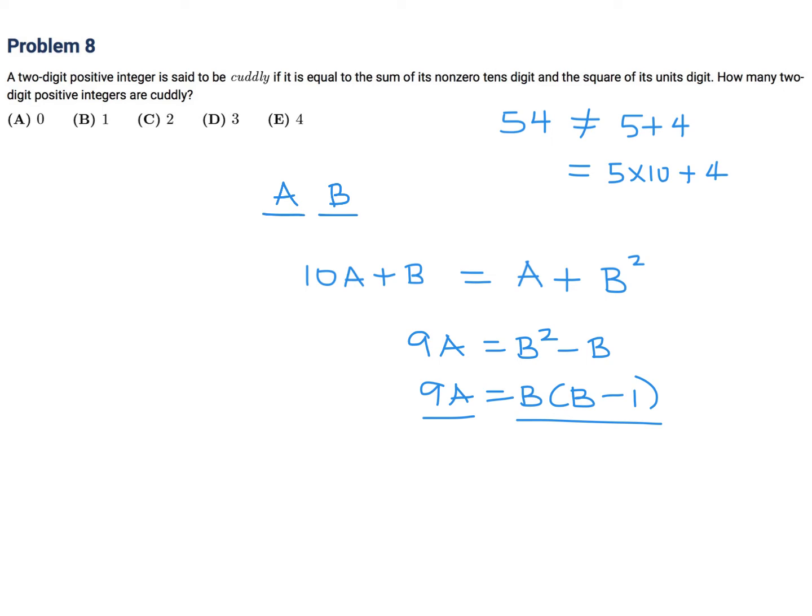Okay, if it can't be 9 and 10, how about 8 and 9? Where this guy is 8 and this is 9. So I think that will work. So that means this has to be 9 and this has to be 8. So going back, A is going to be 8, and then B is 9, so 89. And that is the only one that fits the criteria of the question, and therefore we only have one number that's cuddly, and for number 8, therefore the answer is B.